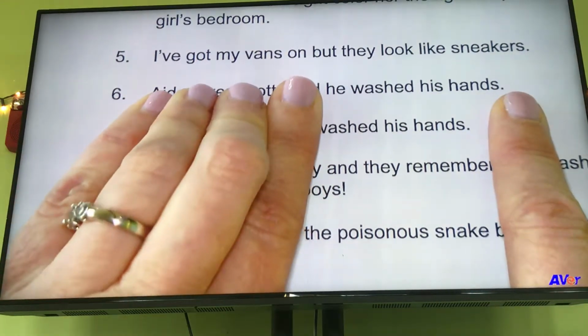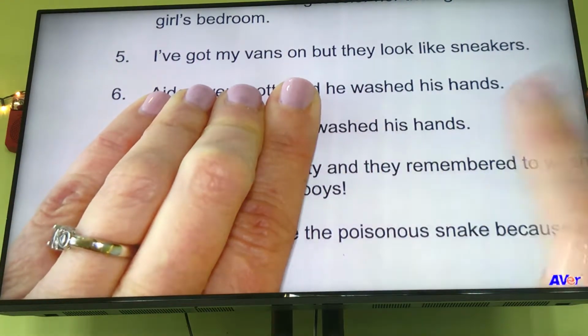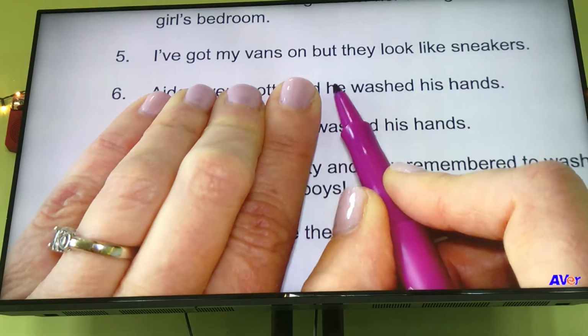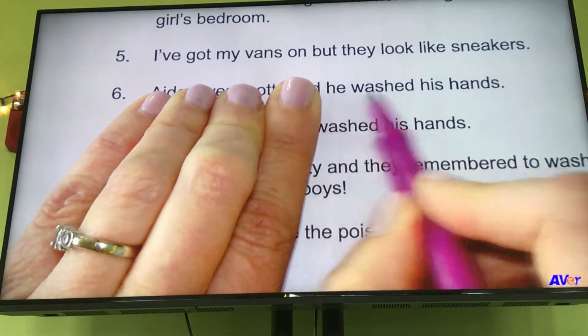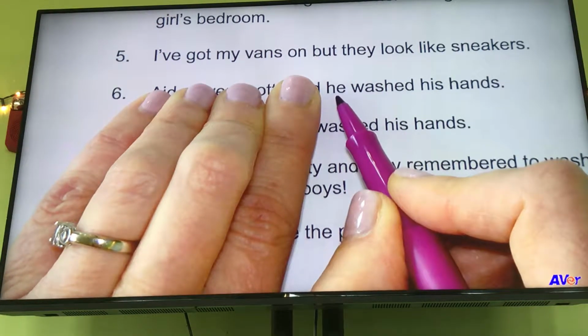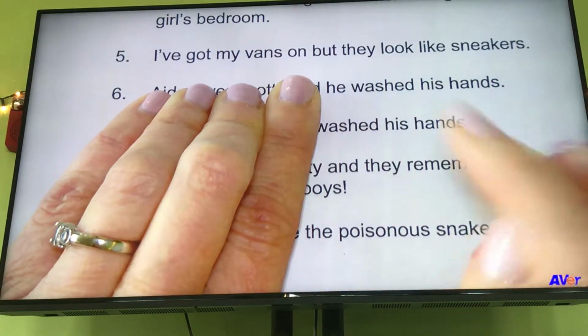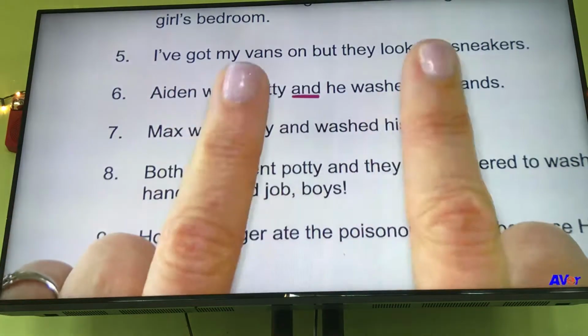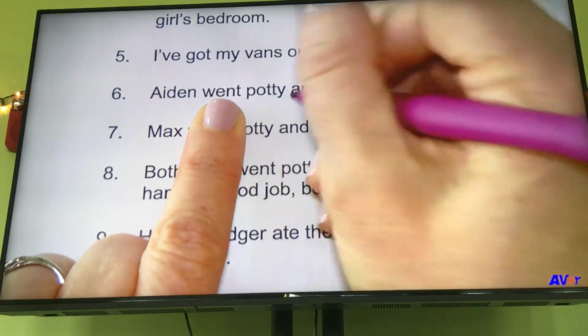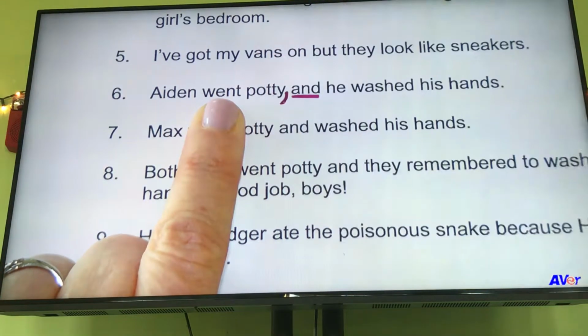If I cut out everything except that, he washed his hands. Washed is the verb. Who washed? He did. Okay, we know he is also Aiden, but on this side, standing alone, he washed his hands, so he's the subject. So we have a subject and we have a predicate. It is a complete sentence. So is there a complete sentence on either side of that conjunction? Yes. So yes, we need a comma.